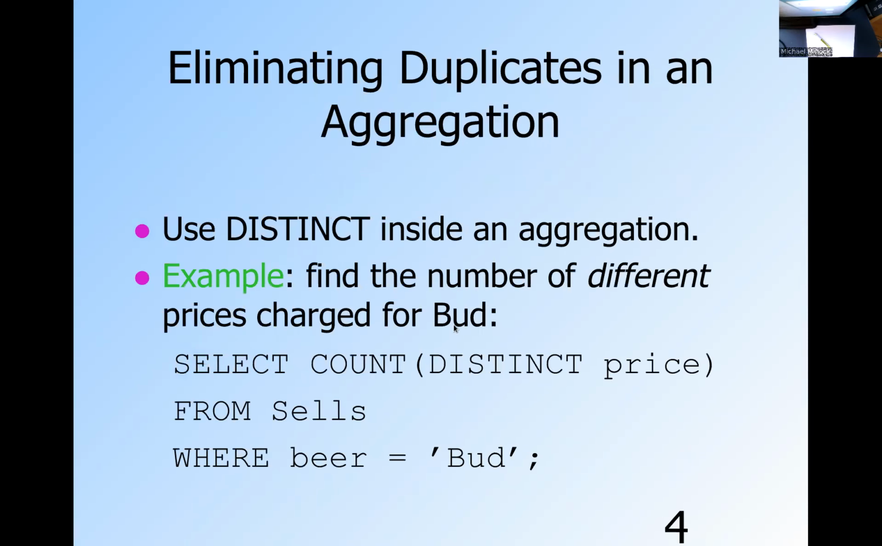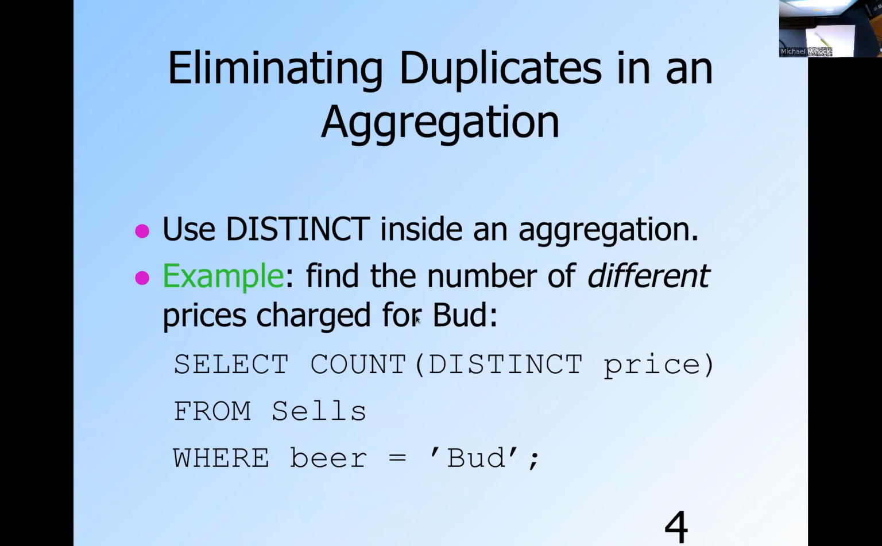Now, if you want to say distinct, let's think about why we would want to do it this way. In this case, what we're going to say is, let's say that we have 100 bars, and half the bars are selling bud for $3, and the other half is selling for $3.50.